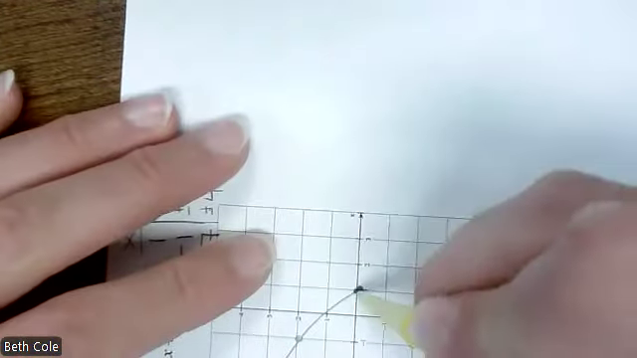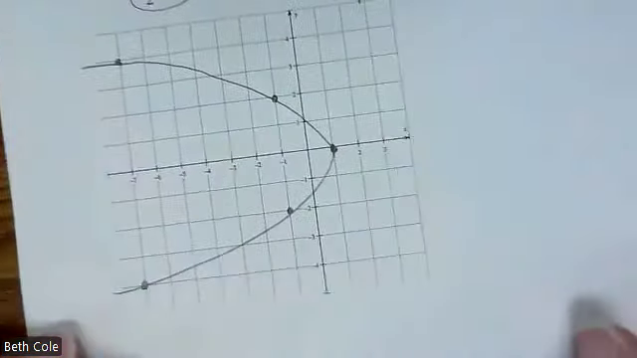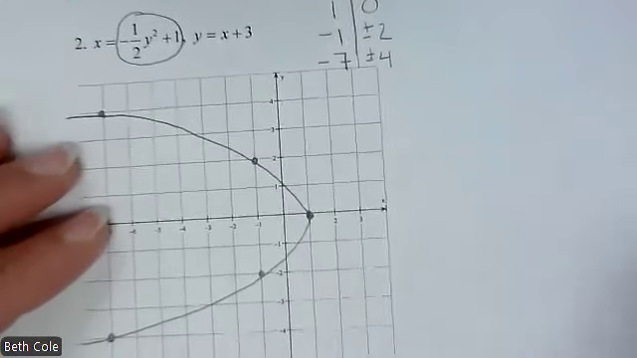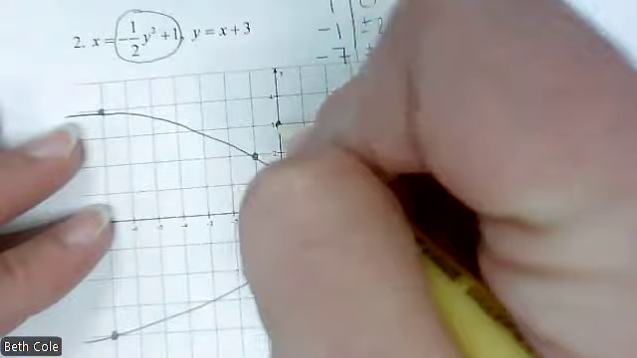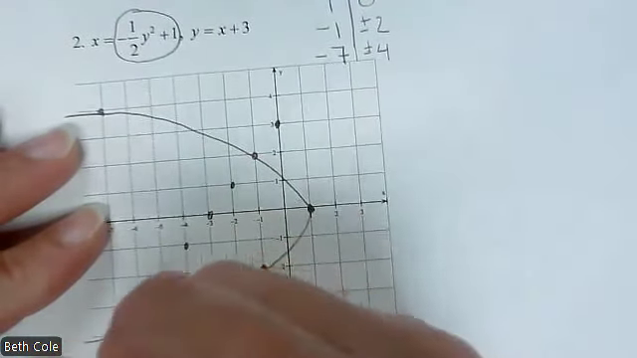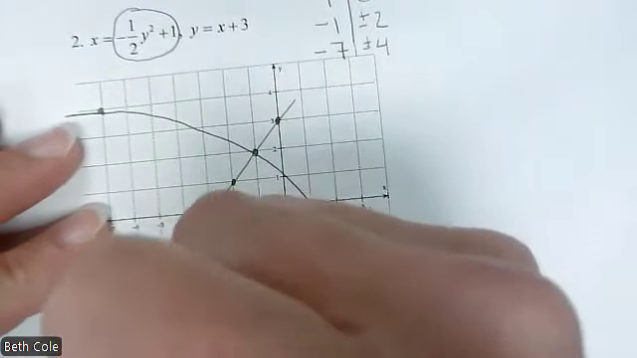I'm sorry, I can't draw them sideways. I have to turn the paper to do this. And then the other one starts up at 3 and has a slope of 1. Now, I don't have a great explanation for this, unfortunately. You kind of just need to get used to looking at them.